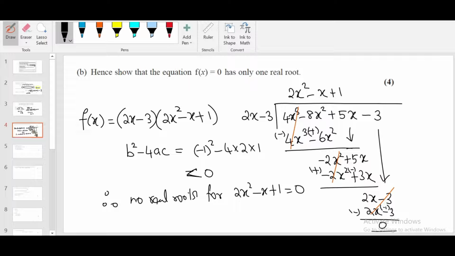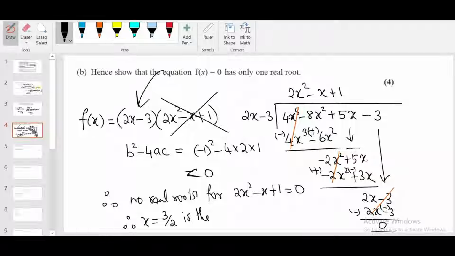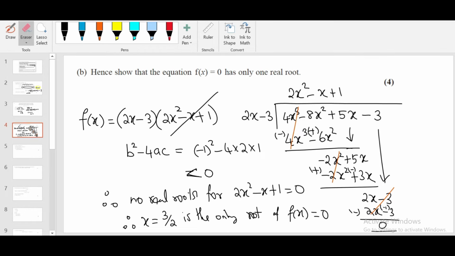So what is the conclusion? This has no root, so f of x has only one root. So you need to write, therefore x is equal to 3 over 2 is the only root of f of x is equal to 0. That's it. That's how you write the conclusion.